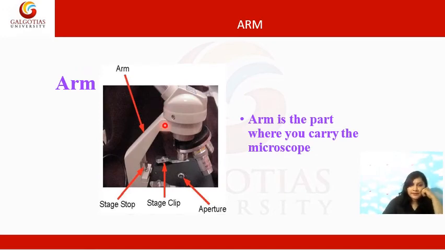You can see this is the arm of the microscope. The arm is the part from where we have to carry the microscope when we change its place. This is a place where we actually hold the microscope in a safer manner to change its place.